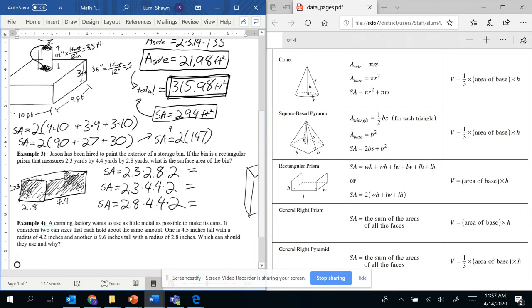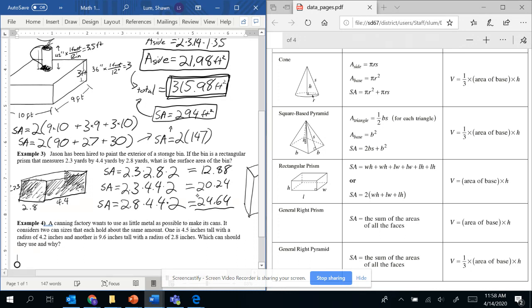Just because we don't know which side of the storage bin is down, we're just going to say Jason has the unfortunate task of painting the whole entire thing. So we're going to go 2.3 times 2.8 times 2 equals, and we've got 12.88 for these two sides. And we have 2.3 times 4.4 times 2 equals, and we got 20.24 for these two walls right here. And we're going to go 2.8 times 4.4 times 2 equals 24.64.